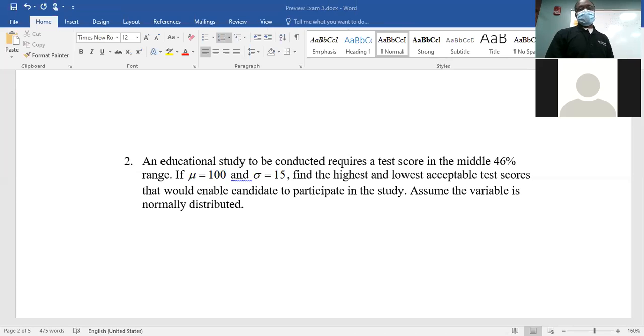So if you were using Excel, you will get it faster, but you don't want to get confused. Use this method that you know. Continue to practice with the method that you know.